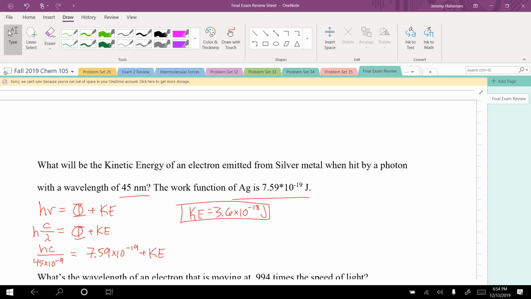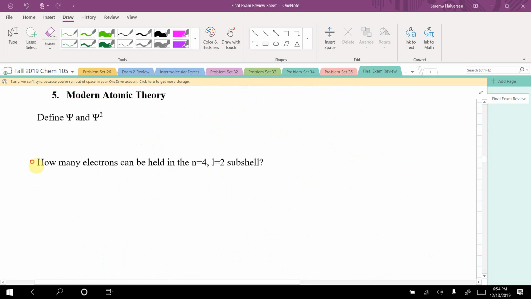Yeah. Cool. Okay. All right, modern atomic theory. You guys remember these guys? Okay, take a minute, try and answer both of these with the people around you.